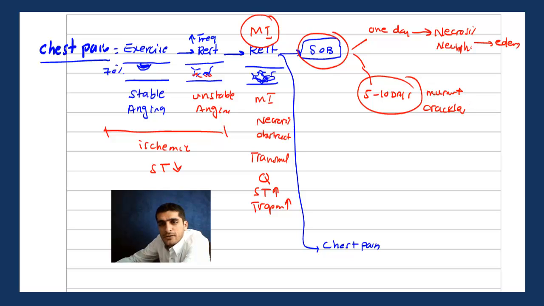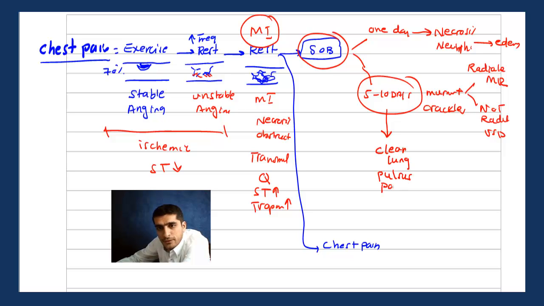Murmur positive, crackles positive, then radiated, that was MR. Not radiated, that was VSD. Now, again, 5 to 10 days, but clear lungs, pulsus paradoxus. The answer was tamponade.